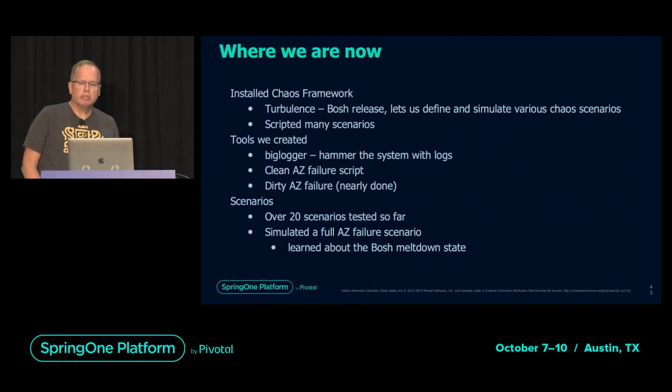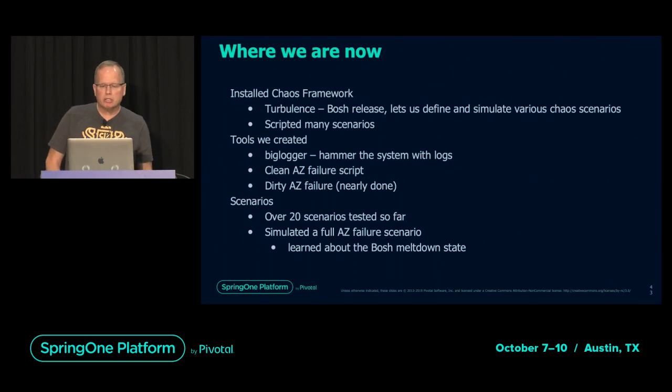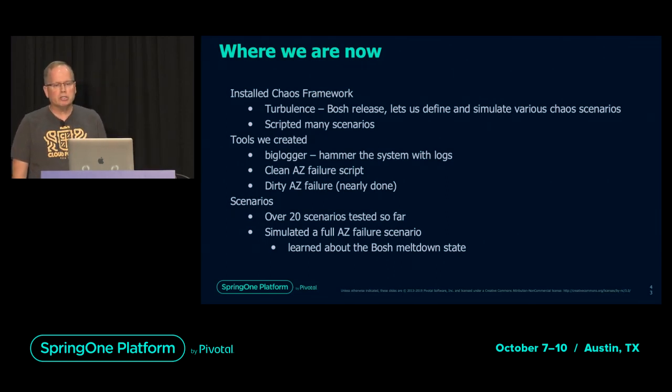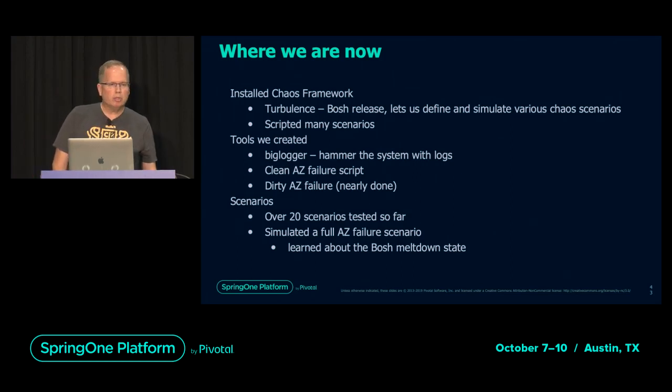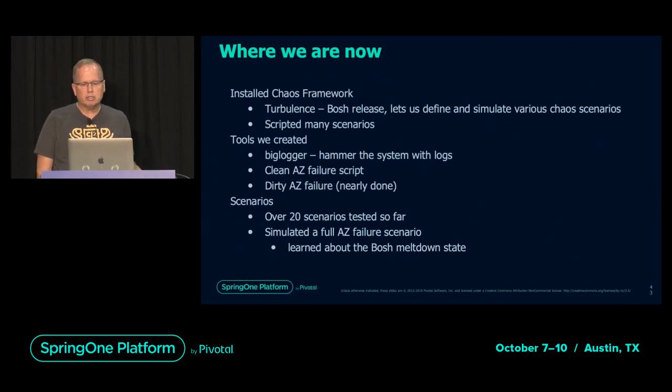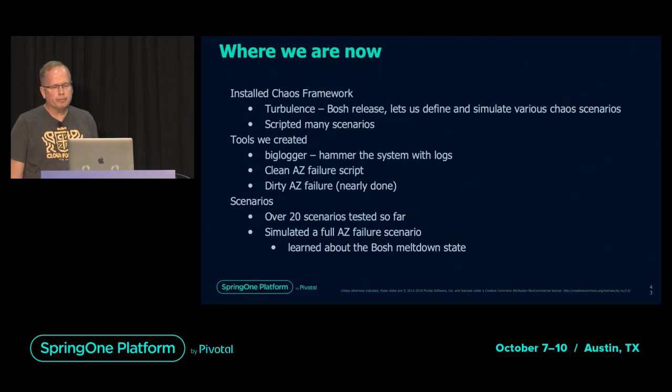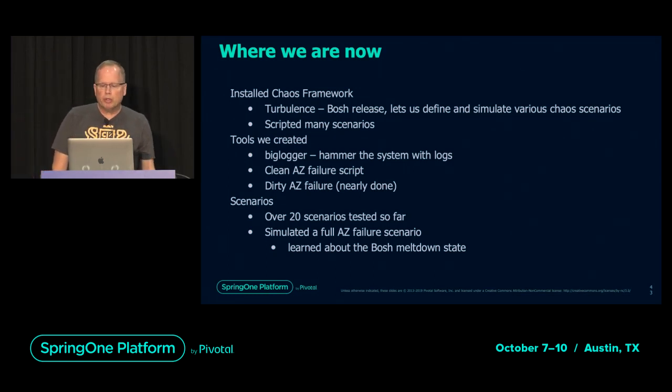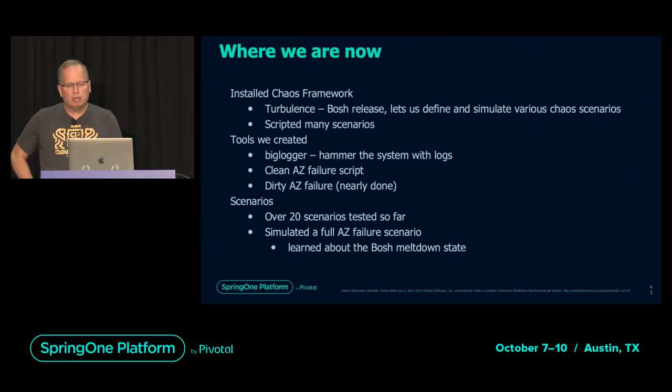So what we did was we installed a chaos testing framework called Turbulence, which is a BOSH release that allows us to define and simulate failure conditions. We also created some of our own tools. For example, we created a big logger utility to generate a lot of logs into the system in order to see how the Loggregator system was functioning. At this point, we've tested over 20 scenarios, ranging from minor failures to full availability zone failures.